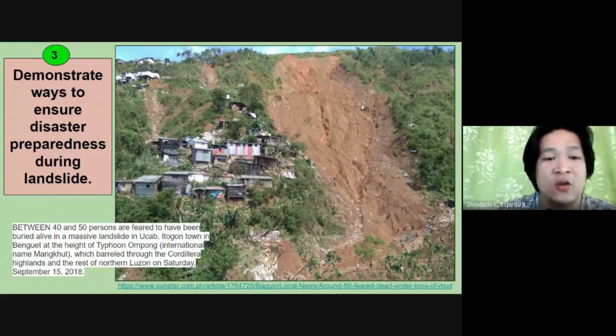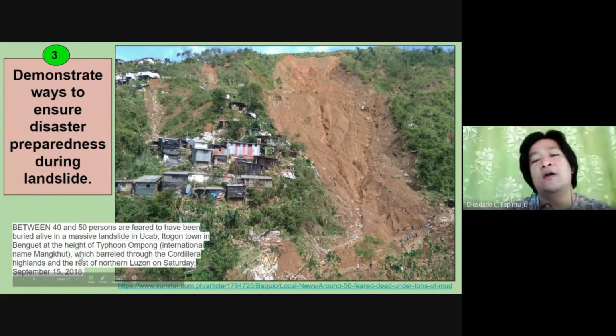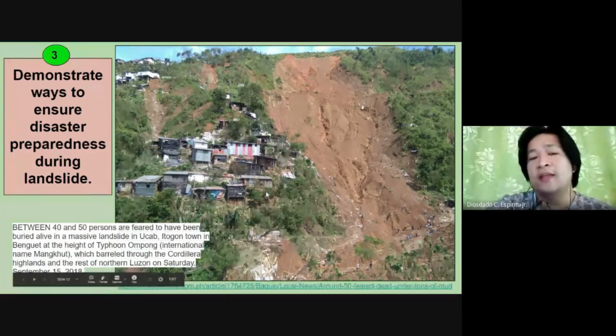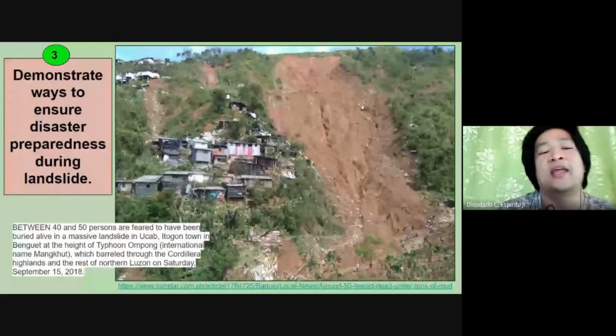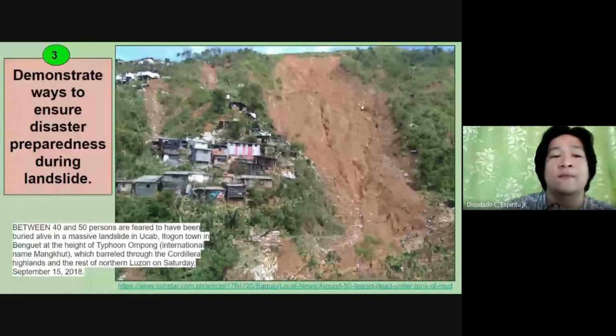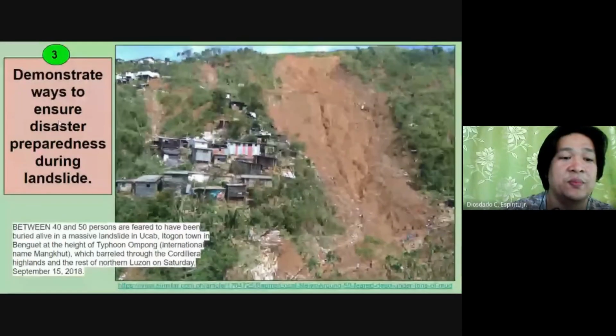So as you can see here, we have Itogon, Benguet, where between 40 to 50% are feared to have been buried alive in the massive landslide. Okay? So, yan po yung effect ng landslide. Kung may mga landslide tayo sa mga mountain na mga slope, marami po namamatay. So, your third task is to demonstrate ways to ensure disaster preparedness during a landslide.